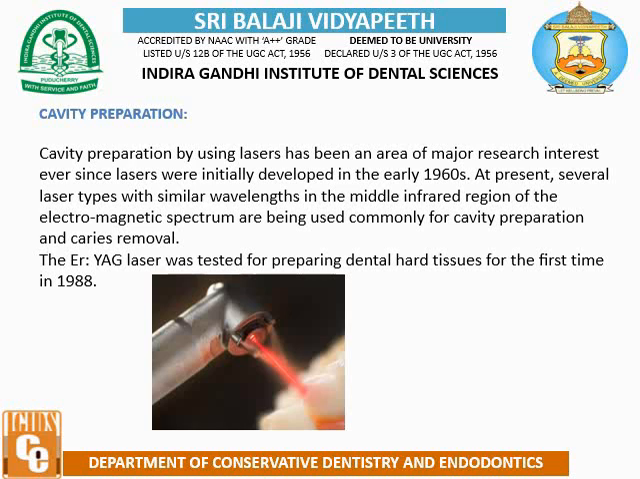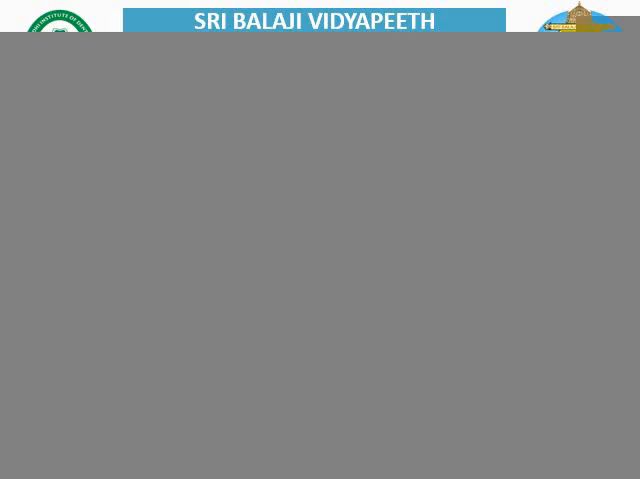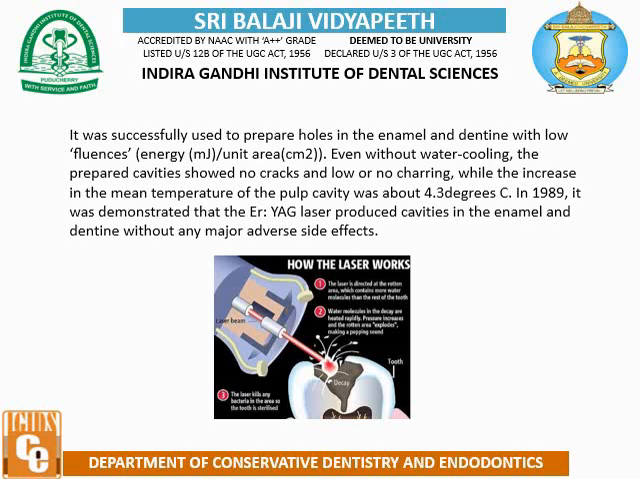The Er:YAG laser was tested for preparing dental hard tissues for the first time in 1988. It was successfully used to prepare holes in the enamel and dentin with low fluence energy, in units of joules per centimeter squared. Even without water cooling, the prepared cavity shows no cracks and low or no charring, while the increase in mean temperature of the pulp cavity was about 4.3 degrees Celsius. In 1989, it was demonstrated that the Er:YAG laser produced cavities in the enamel and dentin without any major adverse side effects.